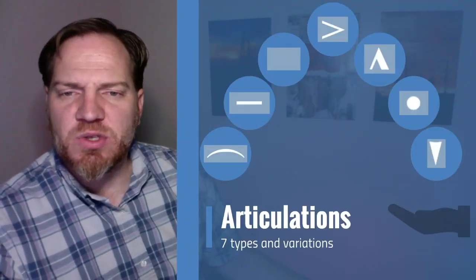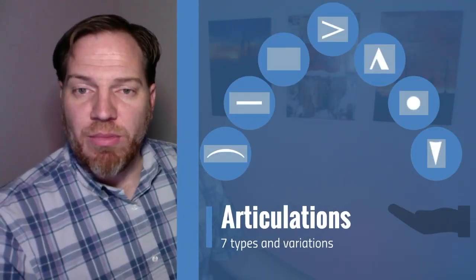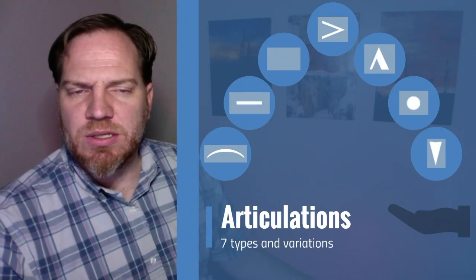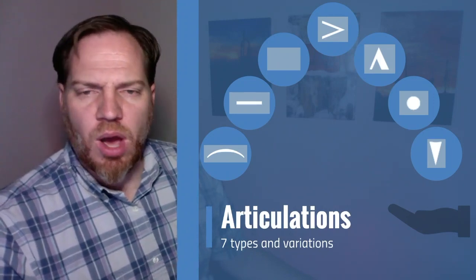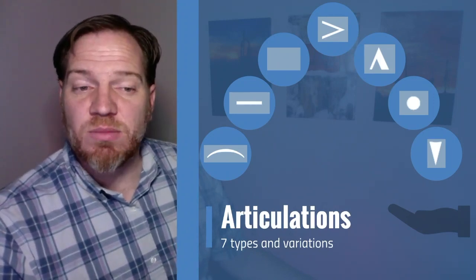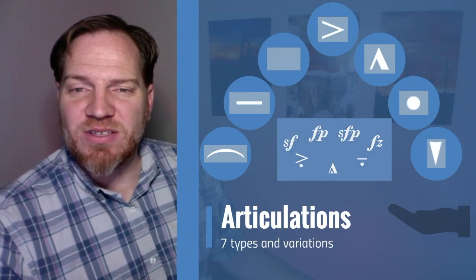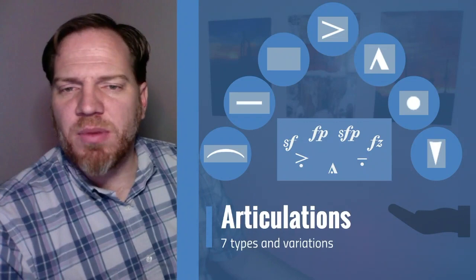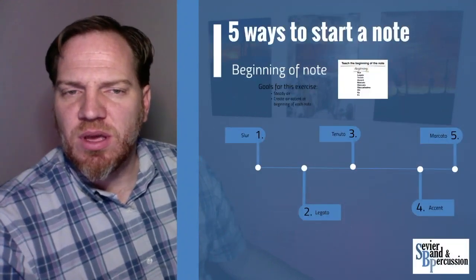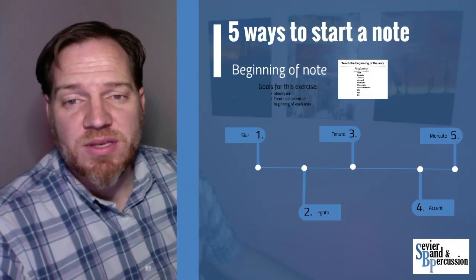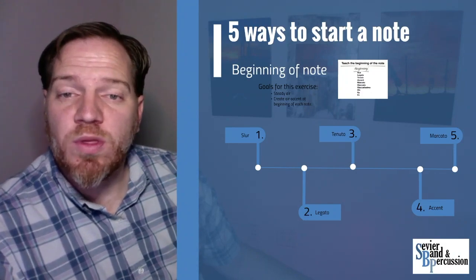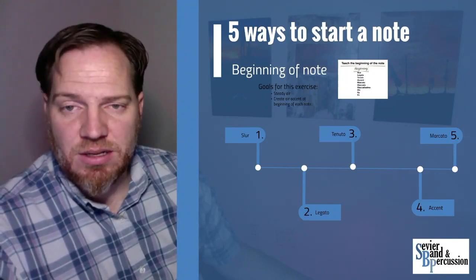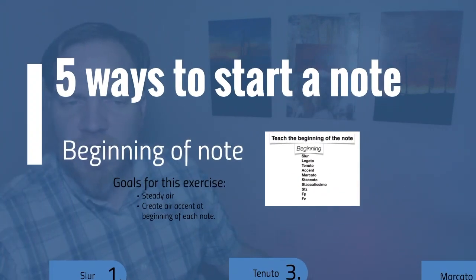Here are the articulations. We have a slur, tenuto, nothing, which is not an articulation. We have an accent, marcato, staccato, staccatissimo, and then there are variations on those articulations, all of them kind of a combination of some of these things. I have found that there are 5 ways to start notes between smooth and accented. So we're going to discuss those and how to play them.